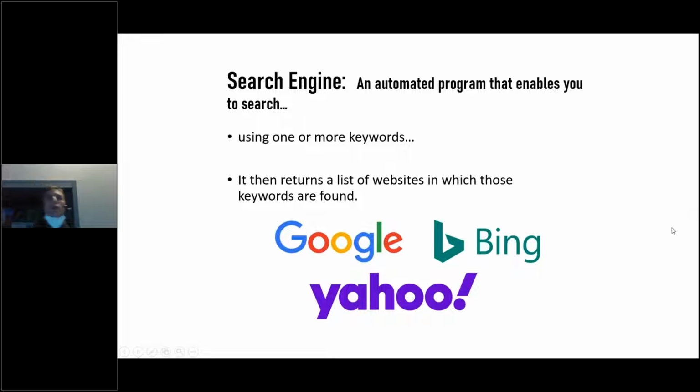All right, in Internet 1, I also introduced you to search engines, okay? It is an automated program or website that enables you to search using one or more keywords, and then it returns a list of websites in which those keywords are found. And here are three very popular examples right here that many people use every day: Google, Microsoft Bing, and Yahoo.